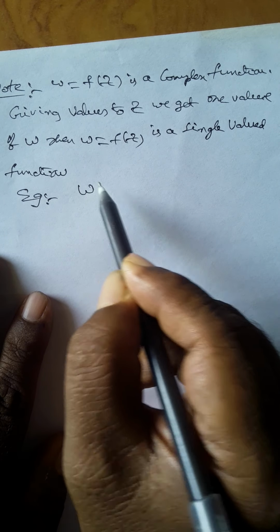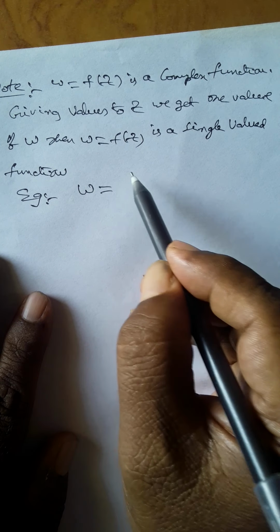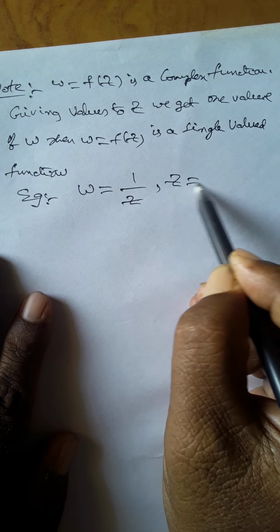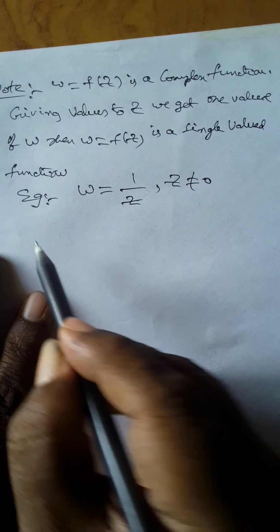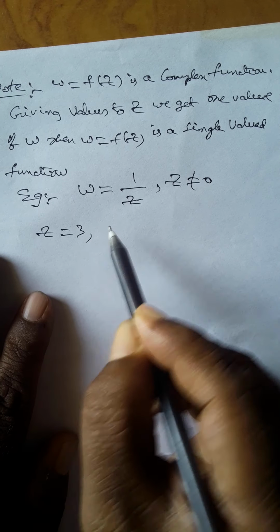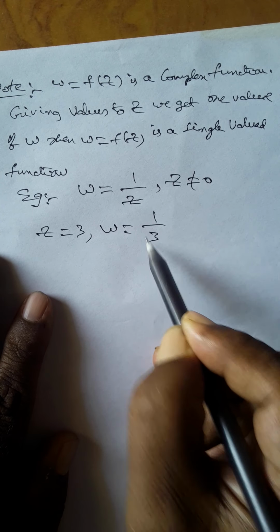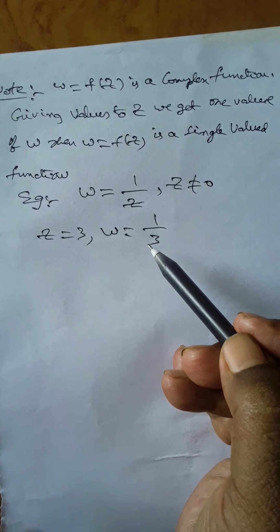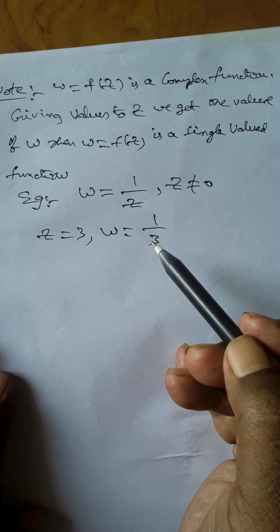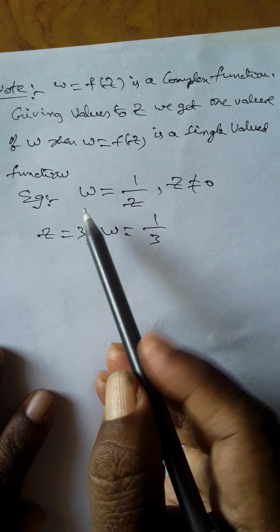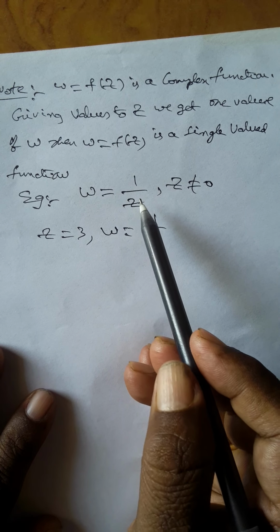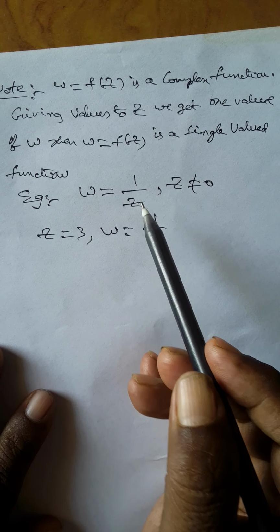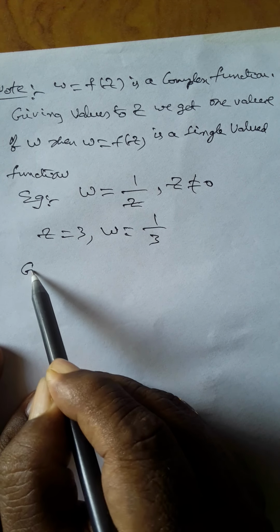Example, suppose w is equal to 1 by z, z not equal to 0, 1 by 0 not defined. Take z is equal to 3, we get w value 1 by 3. Giving values to z, we get only one value, that is w is equal to 1 by 3. So in this example, w is equal to 1 by z is a single valued function.